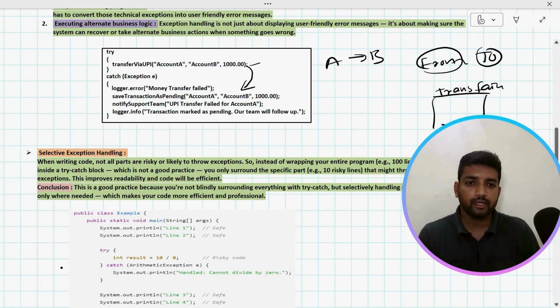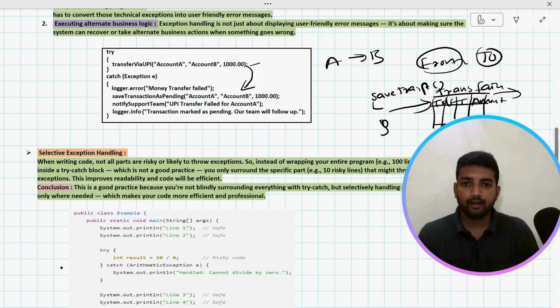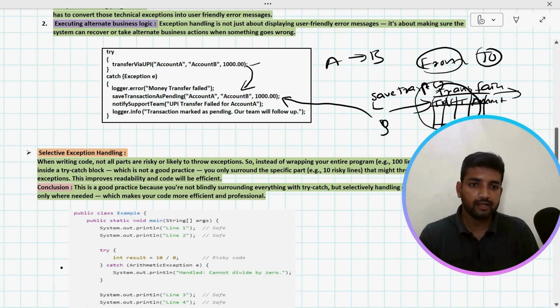Here we have to store the transaction ID, from account, to account, and the total amount. To store this information, we write this complete logic in a separate method like saveTransactionAsPending. As the main logic has failed, in the catch block I'm calling this method. When we call this method, this complete information will be stored in this transaction fail table. So this information will be used later.